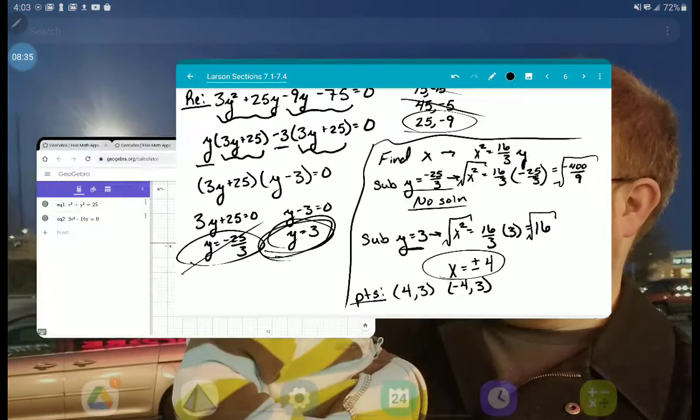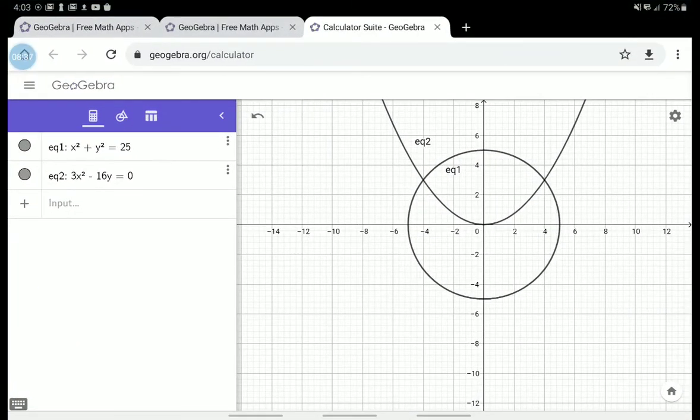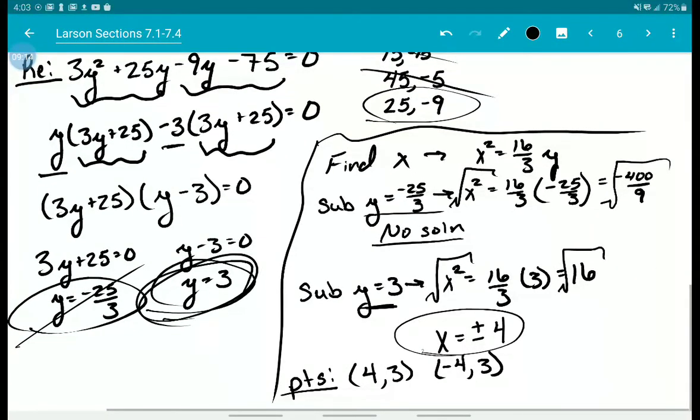And we could always check this. Let's go to our graph. We could go to GeoGebra and type in the equation of the circle, x squared plus y squared is equal to 25, and the equation of the quadratic, 3x squared minus 16y is equal to 0. Remember that rough sketch we did at the beginning of the problem? Here is a better picture of what's going on. So you can see there are 2 intersection points, one in the first quadrant, one in the second quadrant. GeoGebra is kind of nice because if we mouse over and click on the intersection, it tells us the intersection is at 4, 3 and at negative 4, 3, which backs up what we got algebraically.